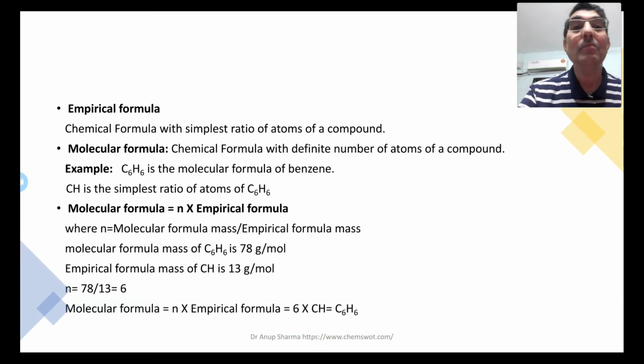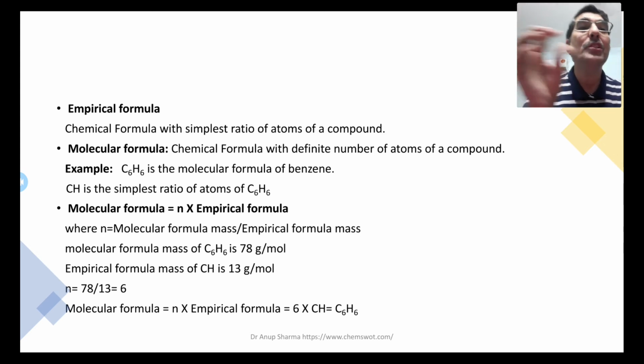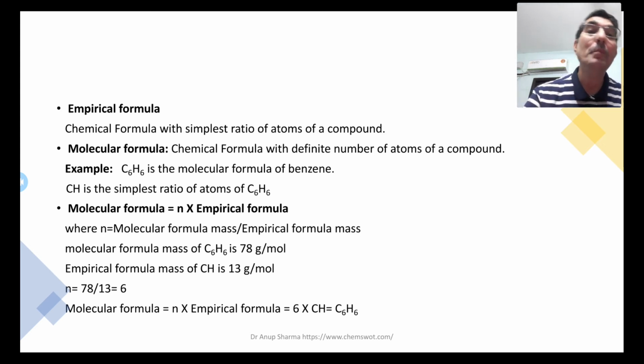Moving further, the empirical formula. This is the simplest way we can represent a molecule: a chemical formula with the simplest ratio of atoms of a compound. Molecular formula means the exact number, a chemical formula with the definite number of atoms of a compound. For example, benzene has the molecular formula C6H6.